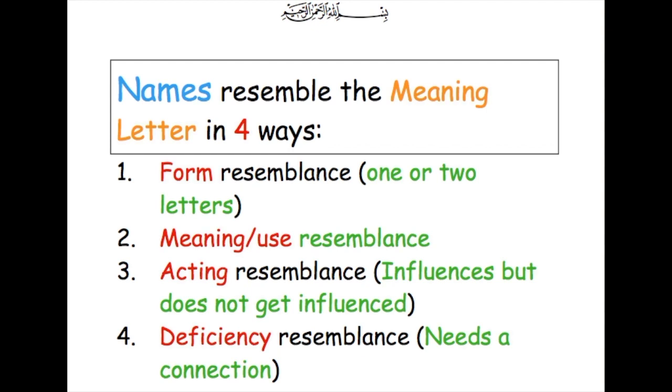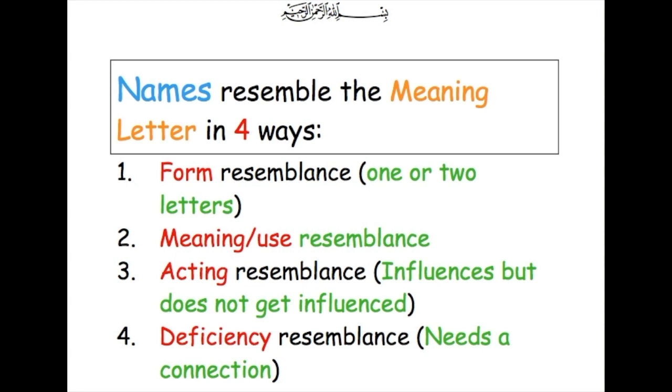Names resemble the meaning letter in 4 ways. One of them is the 4 characteristics that we mentioned in lesson 21. So the first one is form resemblance, 1 or 2 letters. Second one is meaning or use resemblance. For example, if there's a meaning letter that means something, and there's a name that means the same thing. Third one is acting resemblance. What I mean is, remember when I said about the meaning letter, that it influences, but it does not get influenced. The last one, the fourth one, is deficiency resemblance.